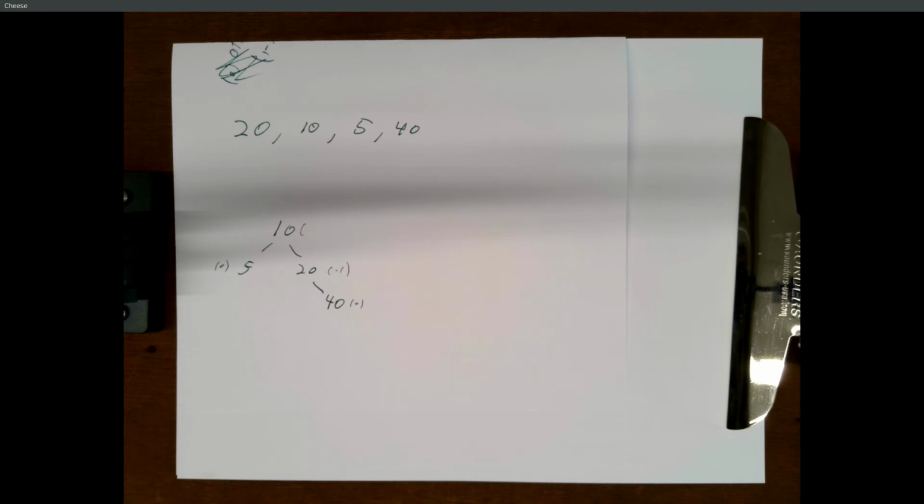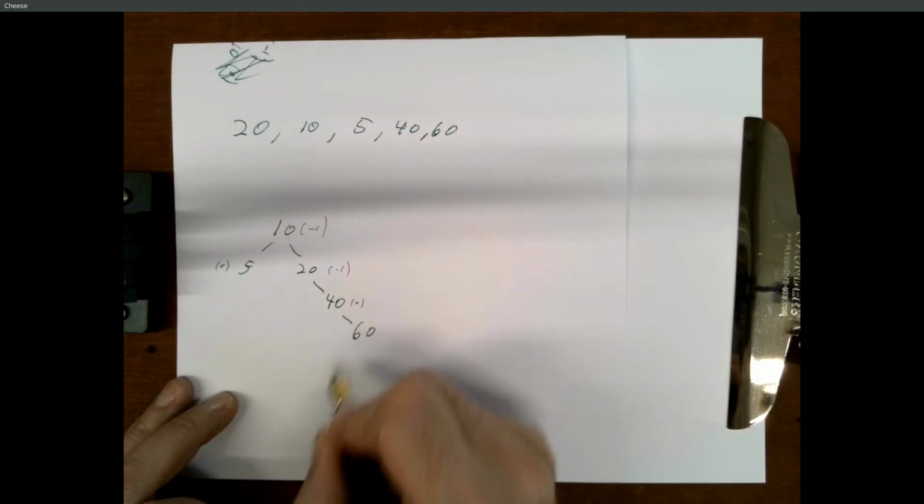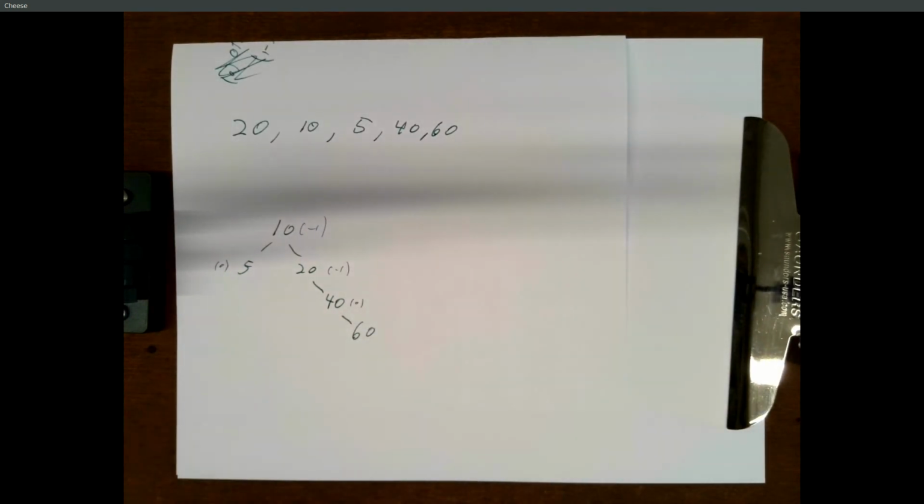Good, all right, cool. So is that balanced? That is balanced. All right, let's upset it. So let's add a 60. And recalculate your balance factors.